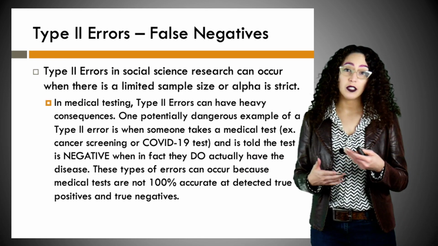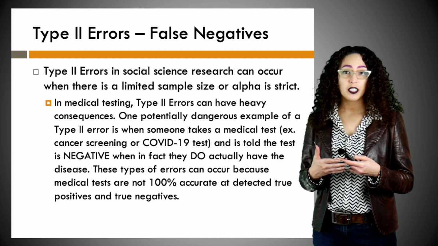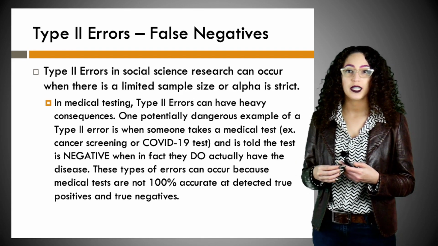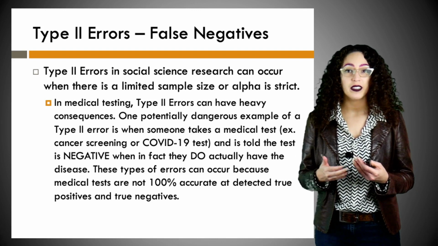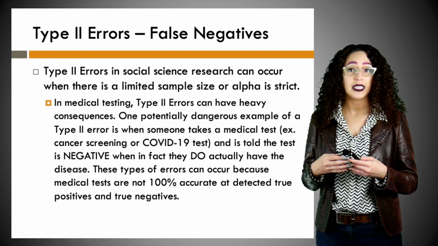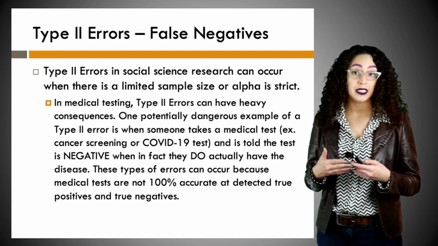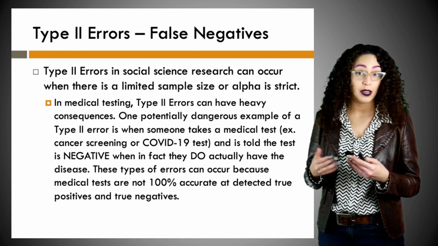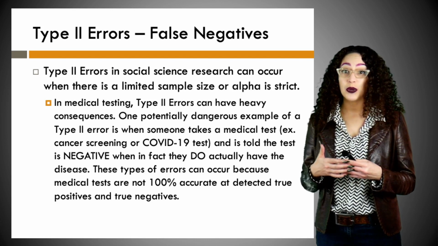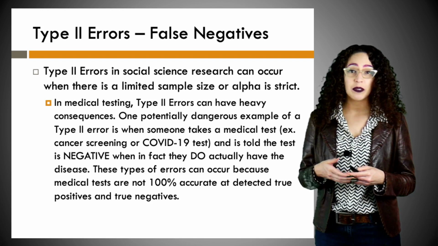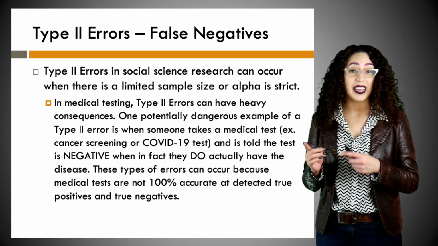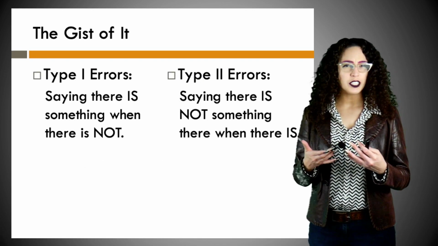So type 2 errors, or these false negatives, in social science research can occur when there is a limited sample size or your alpha level is really strict. In medical testing, type 1 errors can have heavy consequences. One particularly dangerous example of a type 2 error is when someone takes a medical test, for example, a cancer screening or maybe a COVID test, and is told the test is negative, when in fact they do have the disease. These types of errors can occur because medical tests are not 100% accurate at detecting true positives and true negatives.